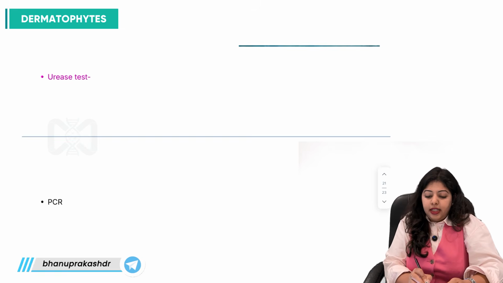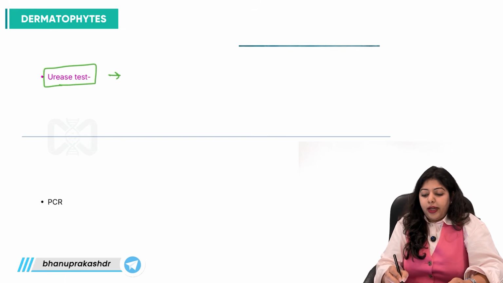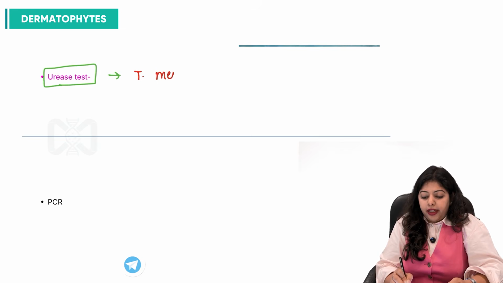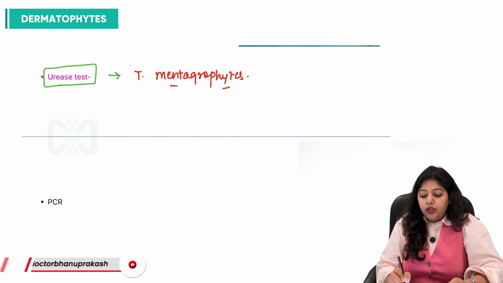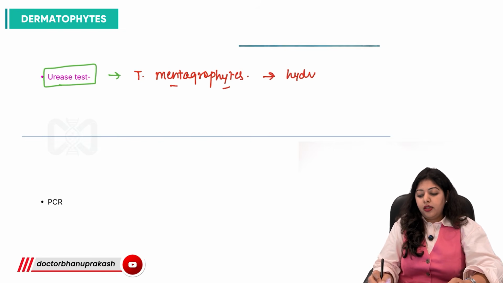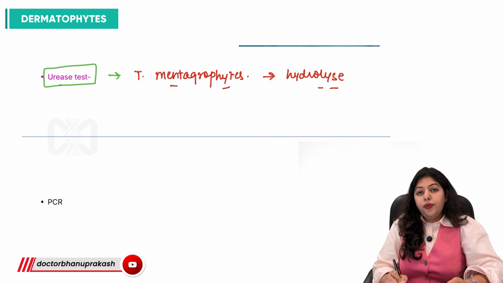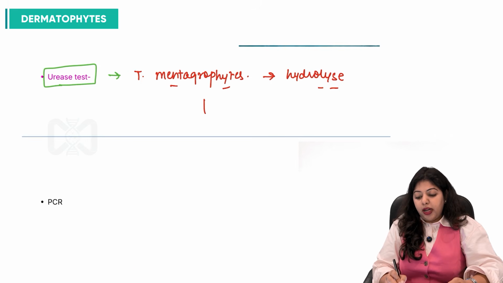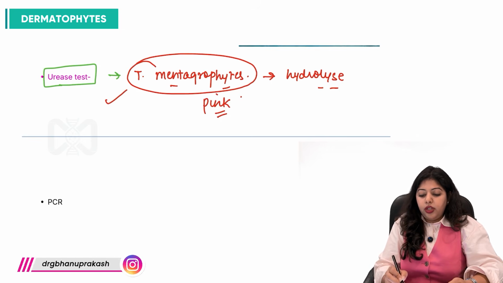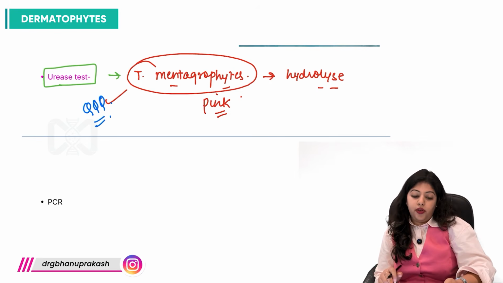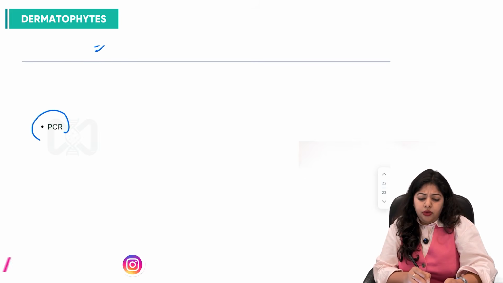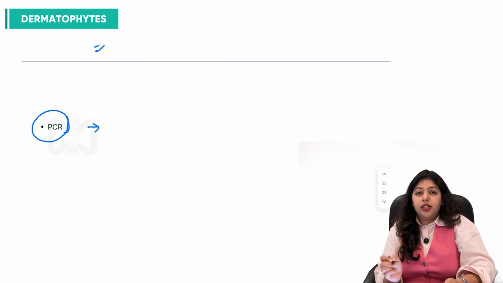And then another test, the urease test. One species, Trichophyton mentagrophytes, is going to hydrolyze urea, which converts the color of the urease medium to bright pink. So this is the only species which gives a urease test positive, which is also a one-liner question for your exam. Another test which we can do for identification of genes is the PCR.